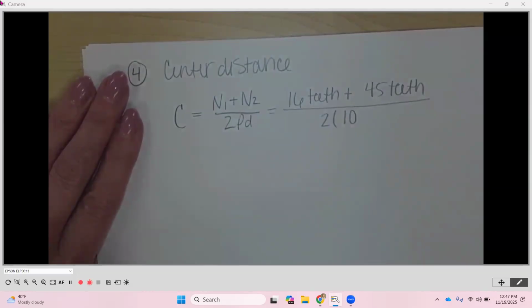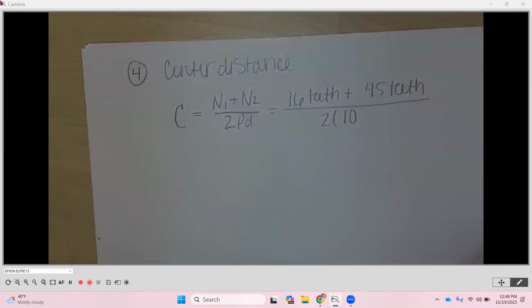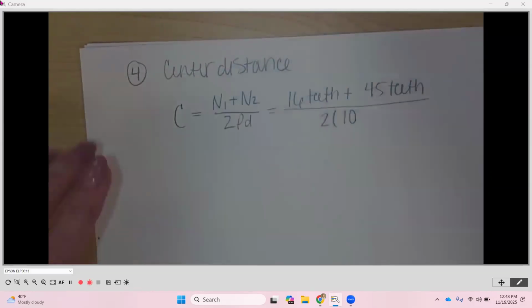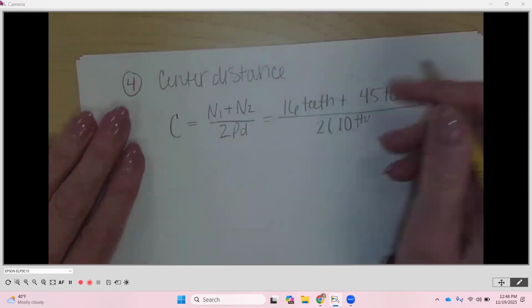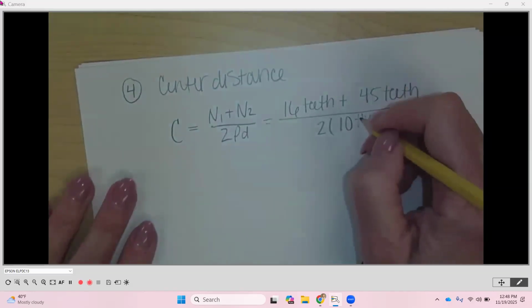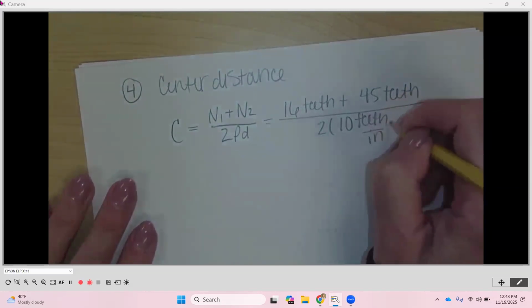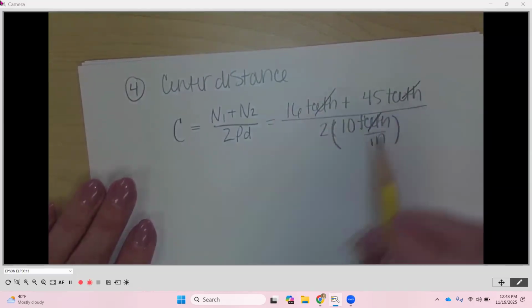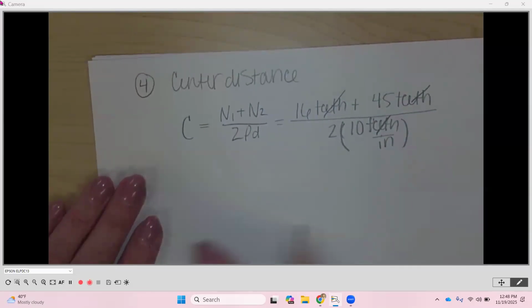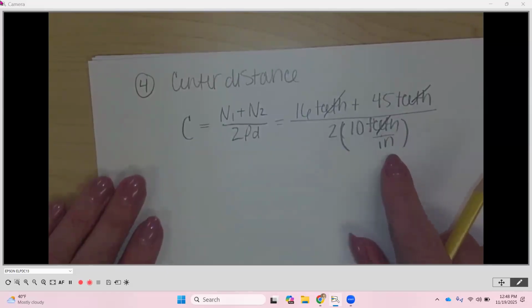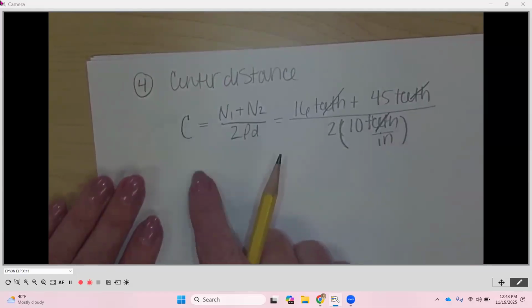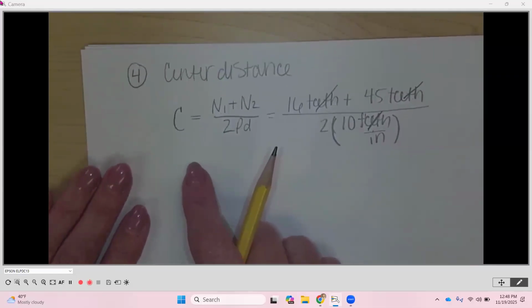Now, remember, they'll specify diametral pitch as just a number, but we know that there are actually units associated with it that are teeth per inch. So we're going to put in not teeth, teeth per inch. Okay. So as we look here, these teeth on the top, when they combine, they're going to cancel out the teeth on the bottom. And the inches is in the denominator of the denominator, which means that it multiplies on top. So our units that are left over are inches for a center distance. Does that make sense? Yeah.